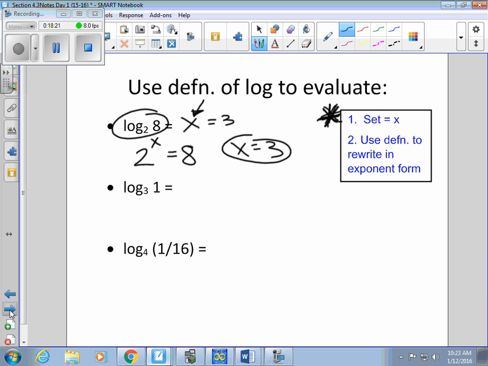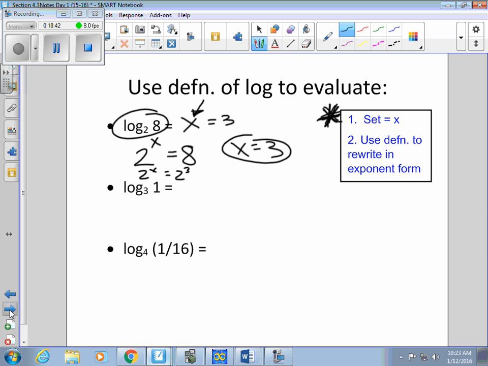2 to some power gets us to 8. Yep, and that power would be... So you can use your old exponent skills, what we just did on your quiz. This would become 2 to the x equals 2 cubed. Our bases are the same now, so set your exponents equal. At this point, we can utilize all those skills that we already have because we rewrote it.